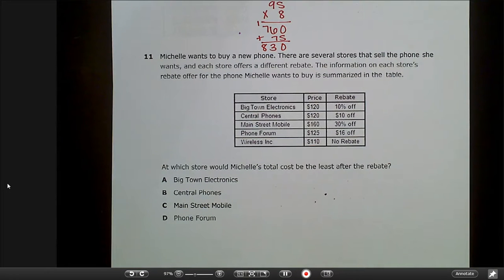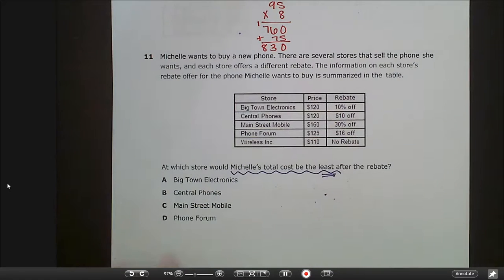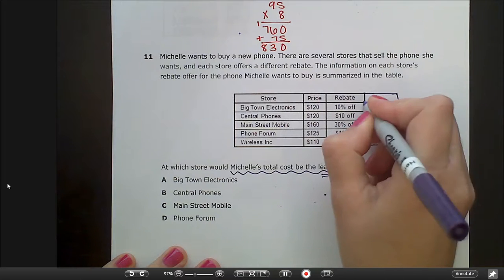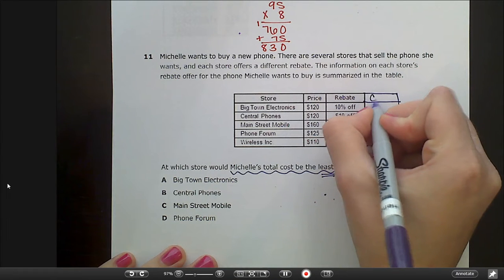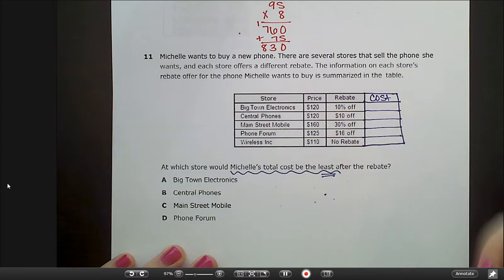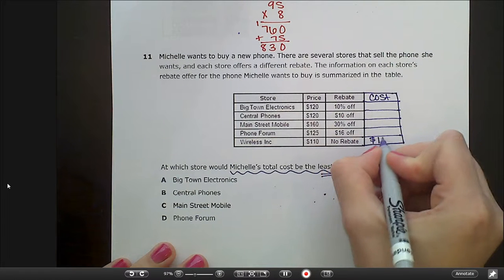Number 11. Go ahead and read this one to yourself. We want Michelle's total cost to be the least. So I'm going to add another column to the chart and call it cost. Now this one's easy. $110 with no rebate means that it's still going to be $110.